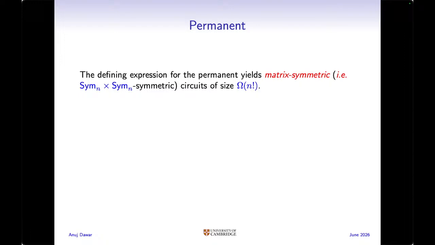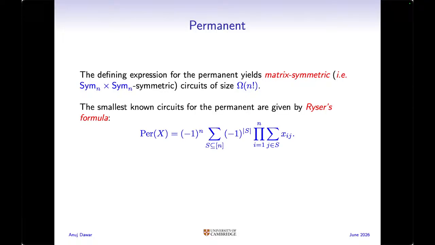So for the permanent, if I take the defining identity, the sum of the permutation monomials, it is what I call matrix symmetric. In other words, it's invariant under arbitrary row and column permutations, and it's of depth 3 and size n factorial, as we know. We can do better than n factorial. We know that by Ryser's formula. This gives us size n squared times 2 to the n. But this is still matrix symmetric.